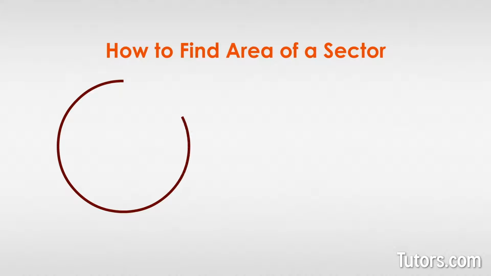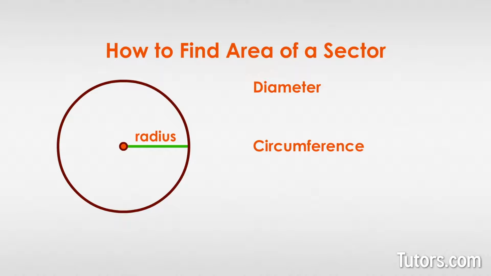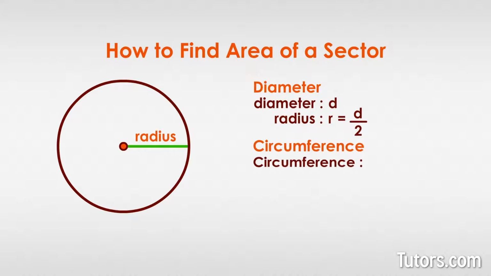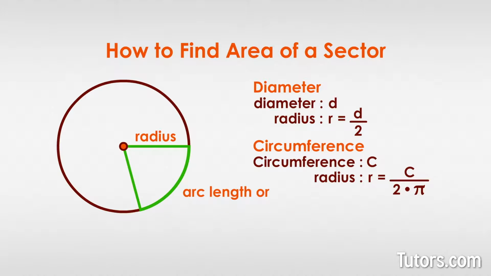You cannot find the area of a sector if you do not know the radius of the circle, but you may be able to find the radius if you have either the diameter or the circumference. You just have to do a little preliminary mathematics to get to the radius. Given the diameter of a circle, d, the radius, r, is r equals d divided by 2. Given the circumference of a circle, c, the radius is r equals c divided by 2 times pi. Once you know the radius, you have the lengths of two parts of the sector. You only need to know the arc length or the central angle in degrees or radians.